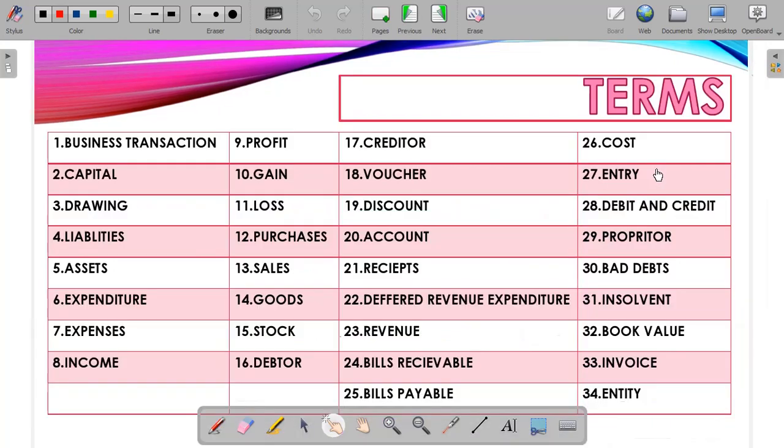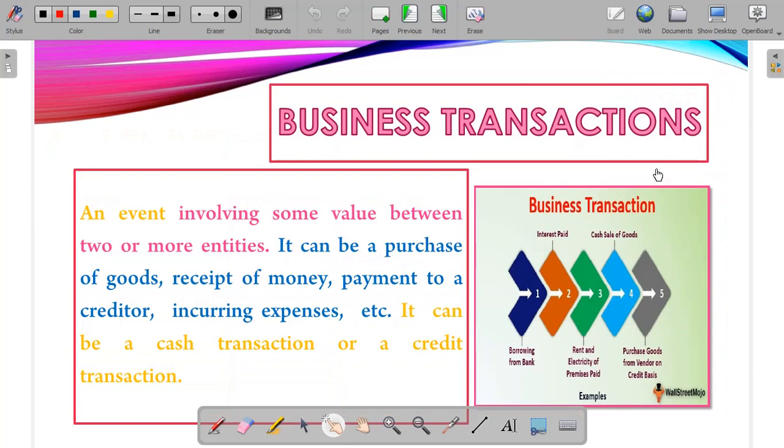On the screen, you can see that there are 34 terms that we have to cover and there are many more, right? But in this video, we are going to cover only 19 terms because as per the CBSE curriculum, only 19 terms are given in your syllabus that you need to cover as important accounting terms. So let's start with the business transactions.